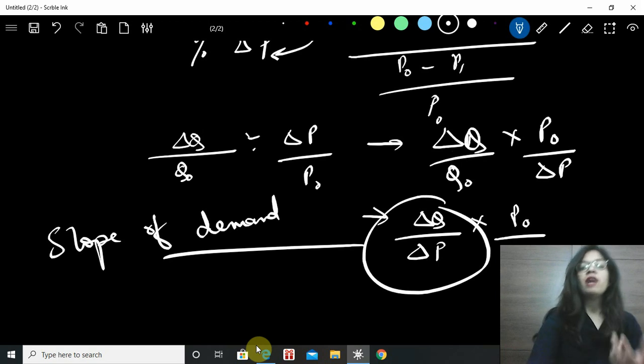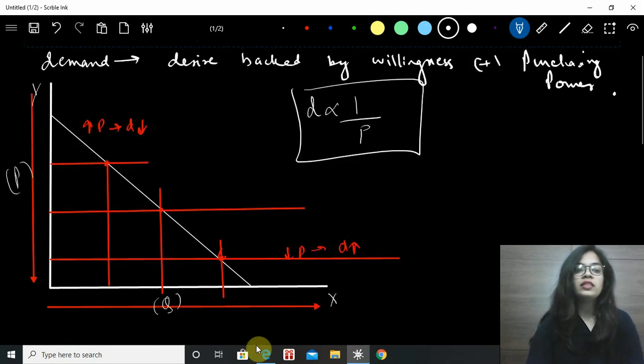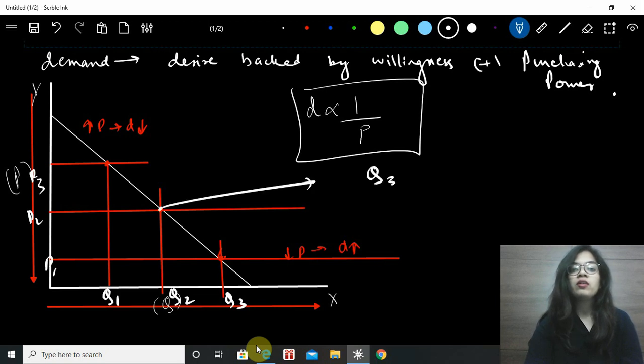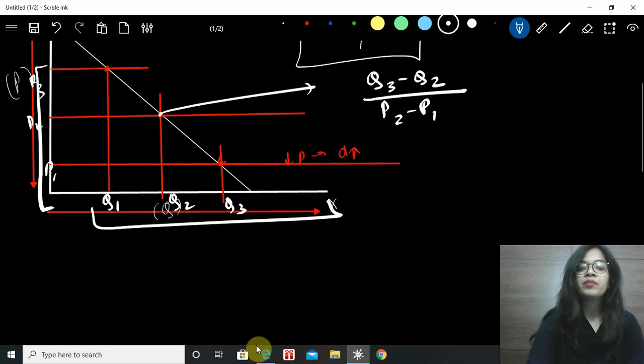Change in quantity upon change in price. So if these are 2 points, suppose Q1, Q2, Q3, this is P1, P2, P3. If I have to find out the slope of the line at this point, I'll be doing Q3 minus Q2, change in quantity upon change in price, P2 minus P1, change in quantity upon change in price. That is how I come to the elasticity part, right?